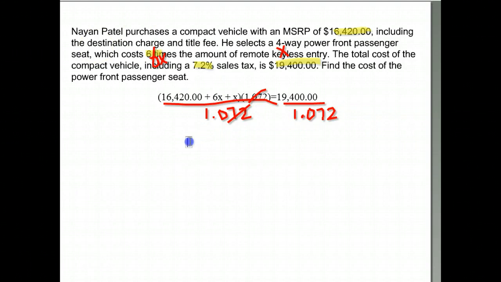On this side then we would have our $16,420 plus, I'm going to go ahead and put those two x's together, plus 7x, and then equal to our division over here, which is $18,097.01.